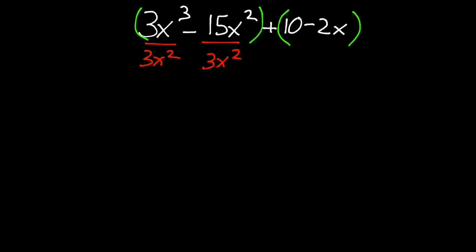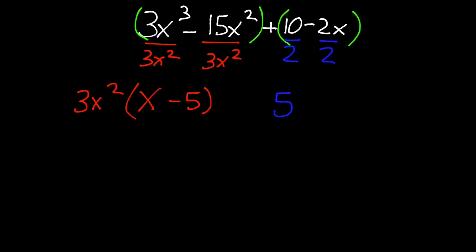3x cubed divided by 3x squared is just x. Negative 15x squared divided by 3x squared is a minus 5. And our GCF goes outside. For our second grouping, our GCF is going to be 2. So I need to divide both pieces by 2. 10 divided by 2 is 5. Negative 2x divided by 2 is negative x. And the 2 goes on the outside.